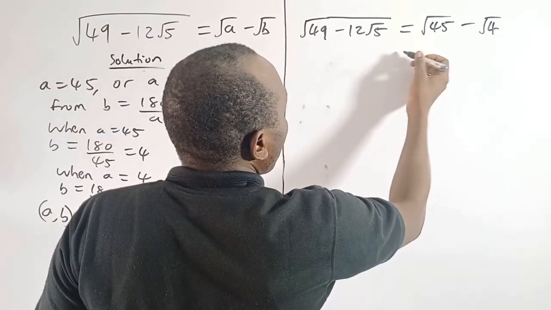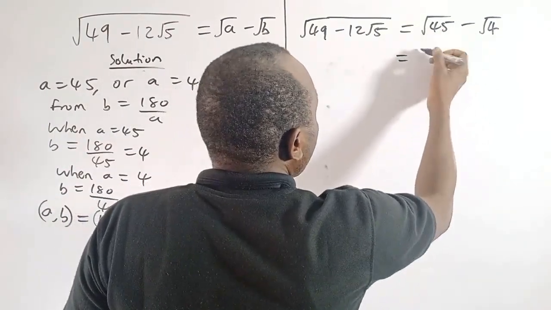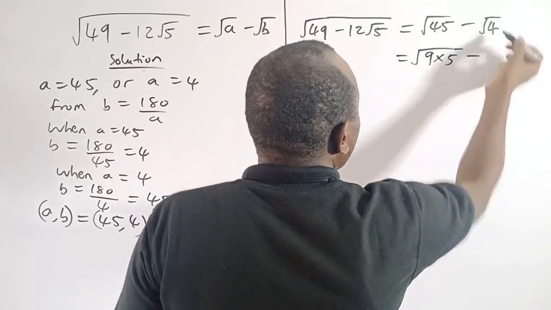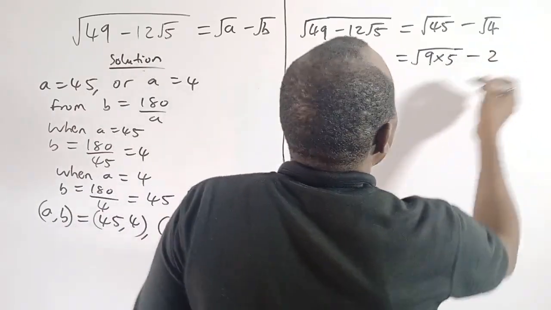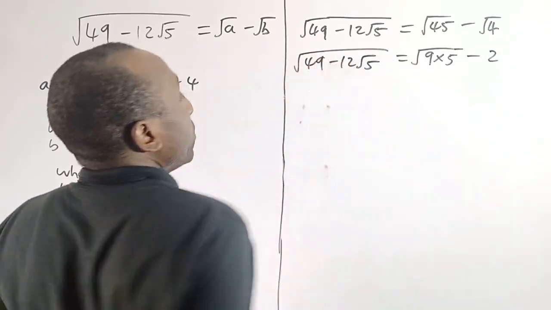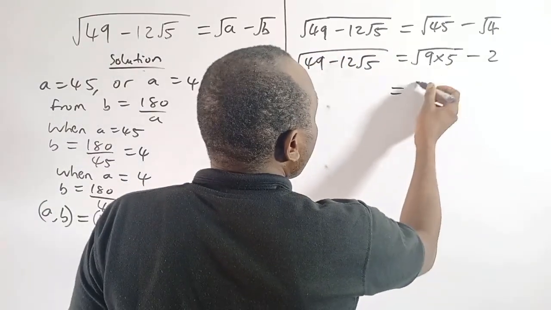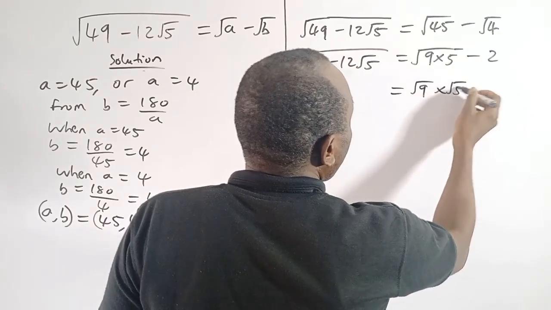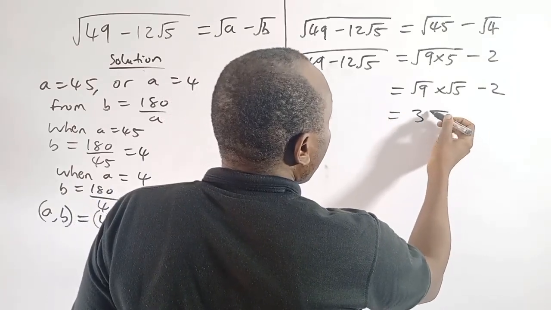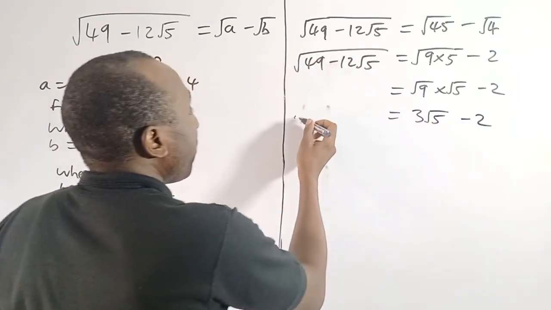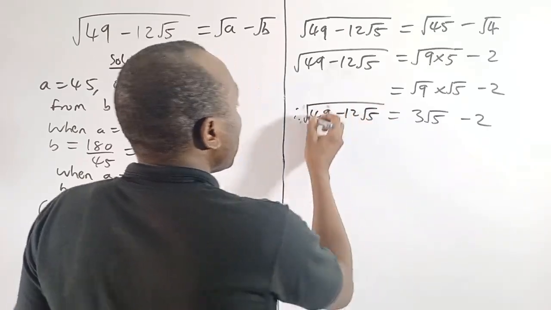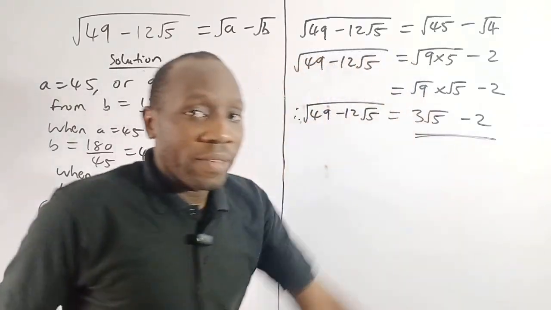If we simplify this, we're going to have what? 45 can be expressed as 9 times 5. So minus, what's root 4? That's 2. So that's 49 minus 12 root 5 in the square root. This can be rewritten as what? Root 9 times root 5, then minus 2. All right? And what is root 9? Isn't that 3? So we have 3 root 5 minus 2. So therefore, 49 minus 12 root 5 with the square root, we evaluate to what? 3 root 5 minus 2.